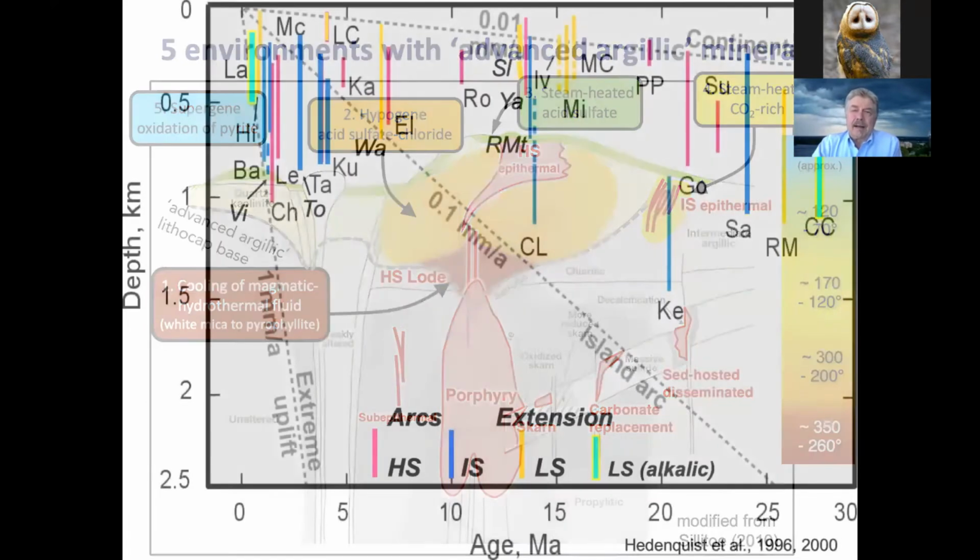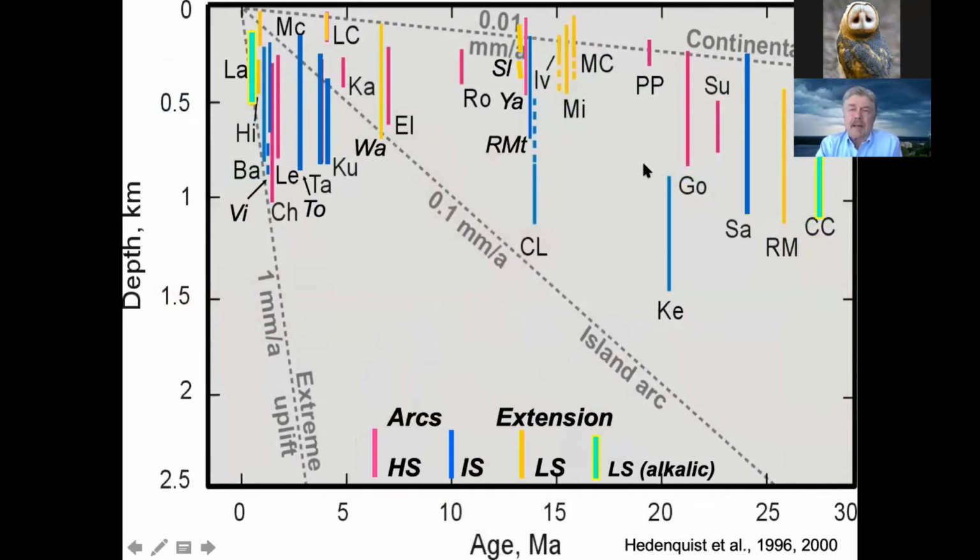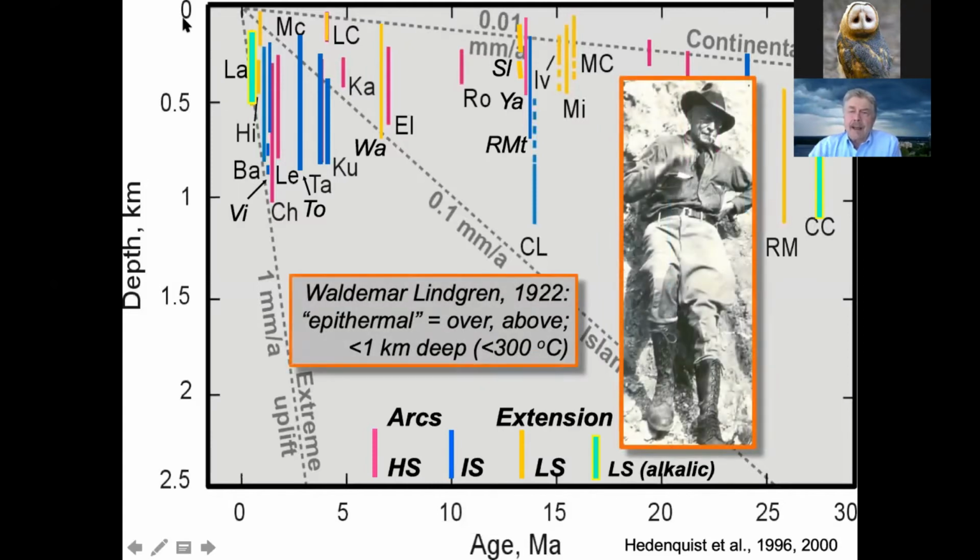Okay, now something about epithermal. As I said, epithermal veins and ore deposits form within about a kilometer. The red and blue are intermediate sulfidation, vertical ranges of ores below the paleosurface, here at 0 meters. This term was introduced by Waldemar Lindgren in 1922. He recognized that this is a special environment, first from his studies of epithermal deposits in the Western United States, but they're the same all over the world.